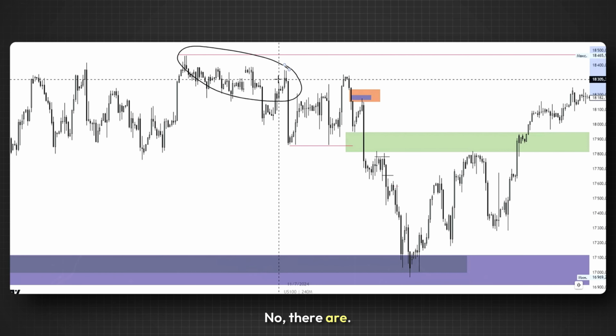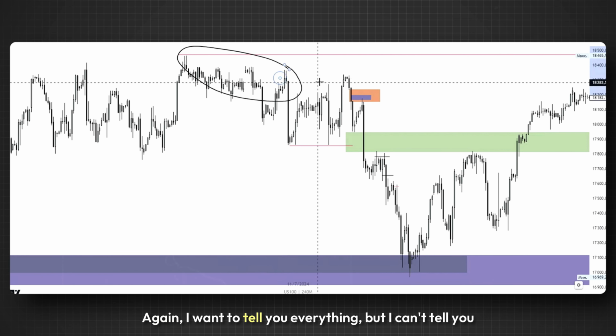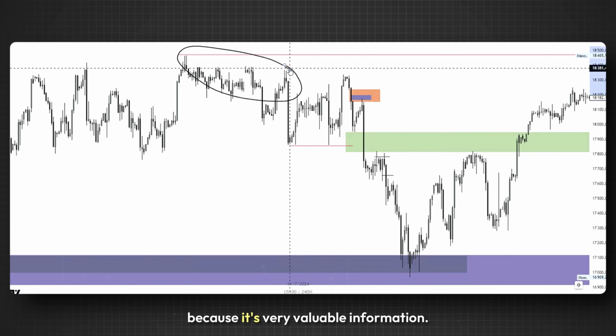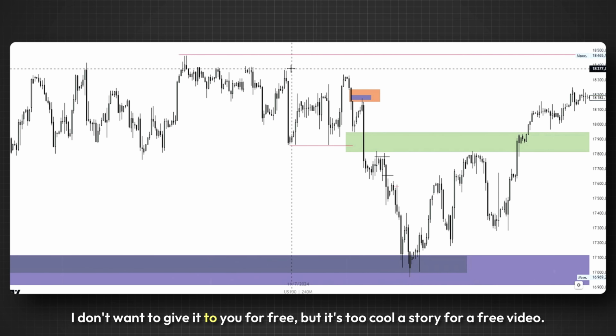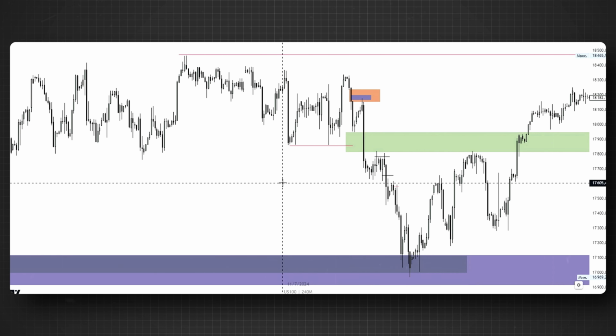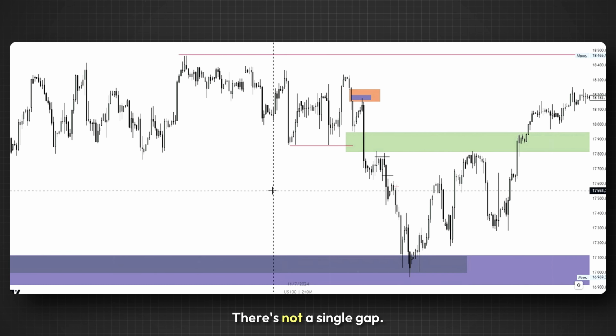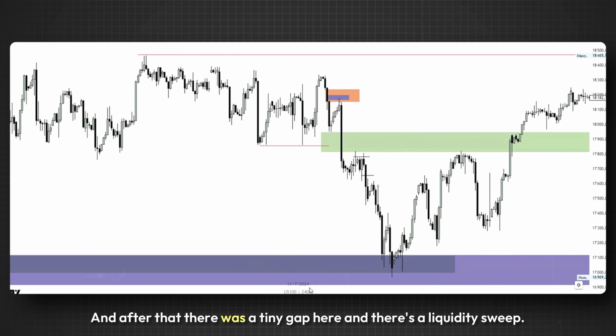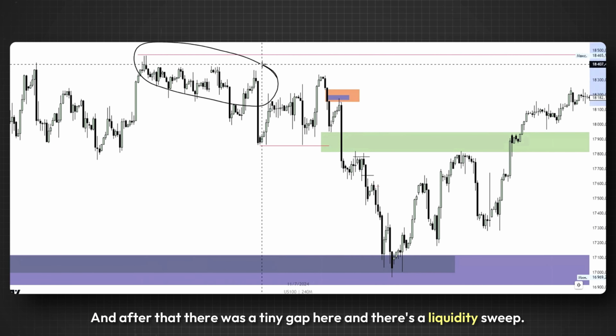No, there are. Again, I want to tell you everything, but I can't because it's very valuable information. I don't want to give it to you for free, but it's too cool a story for a free video. Here's the logic. Everything is rebalanced here. There's not a single gap. And after that, there was a tiny gap here, and there's a liquidity sweep.